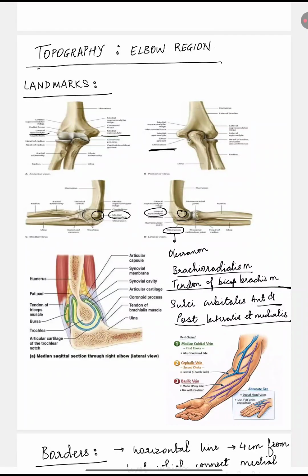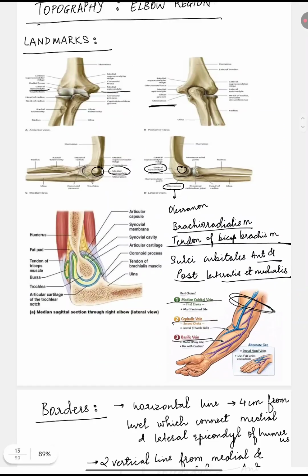Whenever we apply a tourniquet, we tie it here. The cephalic, basilic and medial cubital veins are clearly visible. Just remember the cephalic, basilic and medial cubital veins are clearly visible.